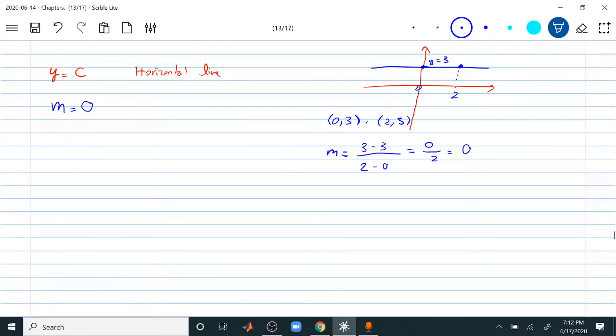You always move left and right, but you never go up. So if I don't go up, then the numerator of the rise over run should always be 0. There's no movement upward. So the horizontal line always has a slope of 0. How about the vertical line?